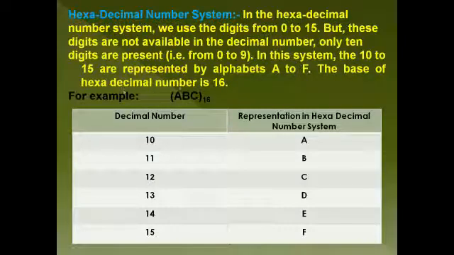The base of the hexadecimal number system is 16. It means here we are taking 16 digits. It will start from 0 till 15. 0 to 9 represent decimal numbers, but after 9, 10 to 15 will be represented by alphabets. 10 for A, 11 for B, 12 for C, 13 for D, 14 for E and 15 for F. This is the decimal number and this is the representation in the hexadecimal number system.